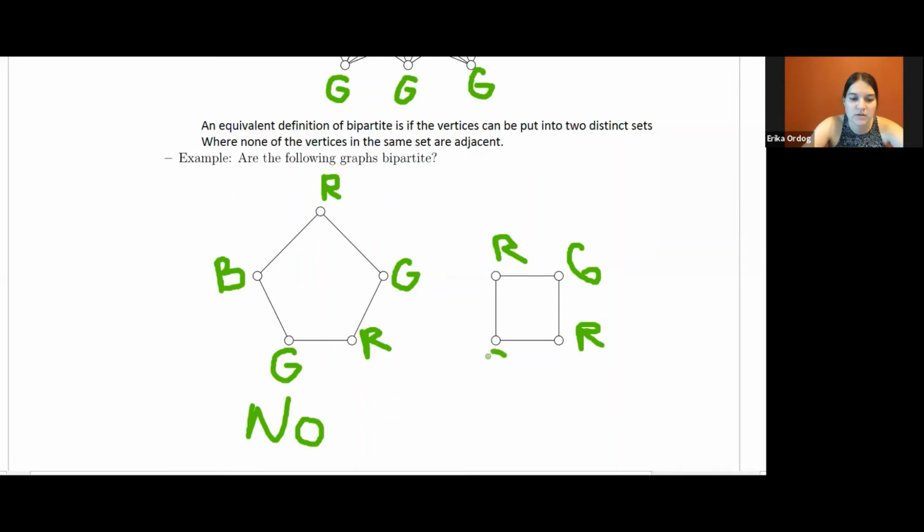This one, however, we can find a two coloring. We just do red, green, red, green. There's no problem here because this last vertex is adjacent to the first one, and they're both different colors. So here's a two coloring, and this graph is bipartite.